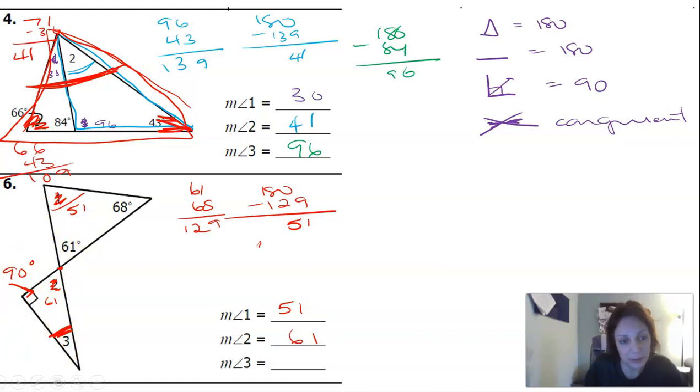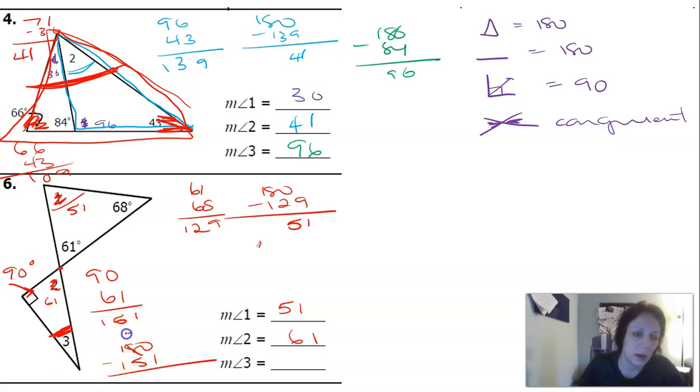So all I have to do is use my triangle sum theorem, right? So 90 and 61 is 151. So 180 minus 151 is 29, and I got my angle 3.